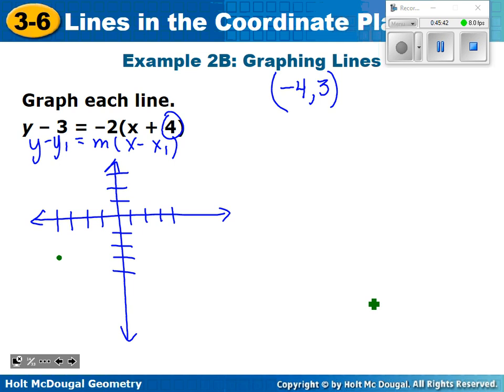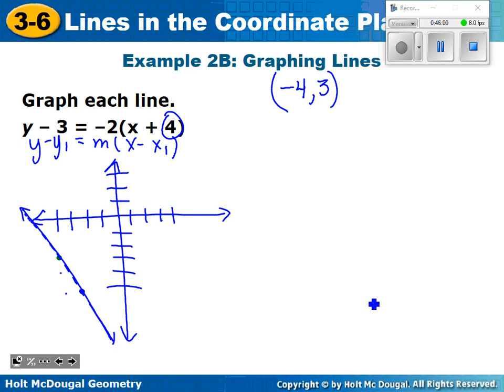And then what do you do from there? Use your slope. And what's your slope? -2, which means to go what directions? Down, how far? And down 2, right 1. And so now we just graph that line. You should use a solid line.